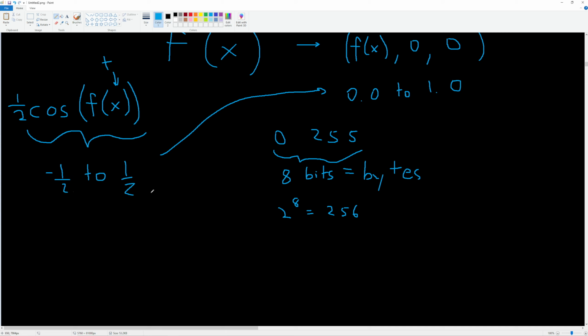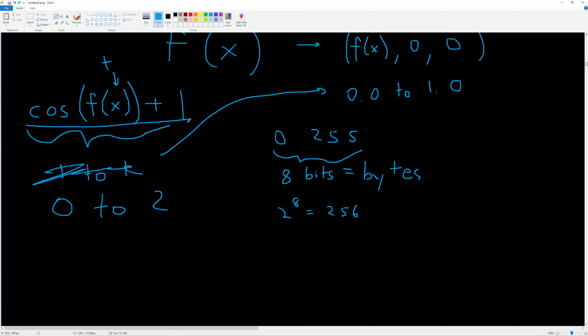Actually, I usually start by thinking, sorry. The first thing I do is I add 1. Add 1 to get rid of the negatives. Okay, so first we're going to add 1. Now the range is from 0 to 2, right? Then I take all of this and divide by 2. Now we'll go from 0 to 1. Okay, so cosine of this crazy thing.